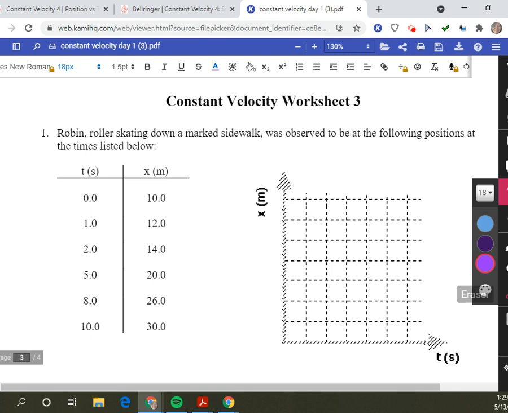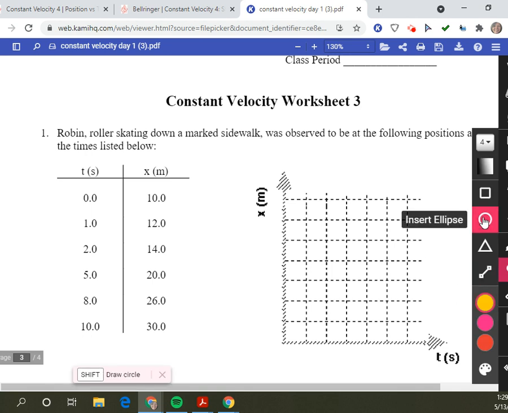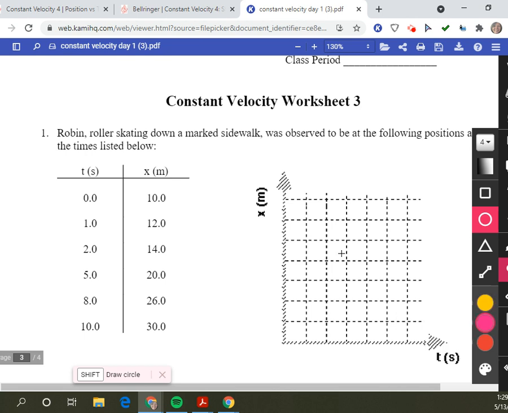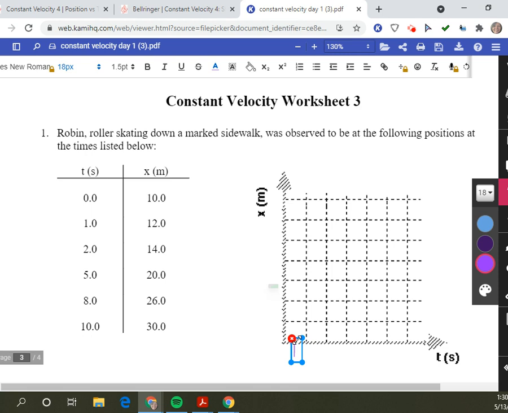Robin, roller skating down a marked sidewalk, was observed to be at the following positions at the times listed below. So I'm going to get a circle so I can make points. Okay, and I'm going to make it pink. Okay, so at 0 and 10. So at the origin on the x-axis and at 10. Well, hold on a second. This is not marked. So if I have 1, 2, 3, 4, 5, 6 for time, each of these should probably be worth 2, so let's go ahead and try to mark that.